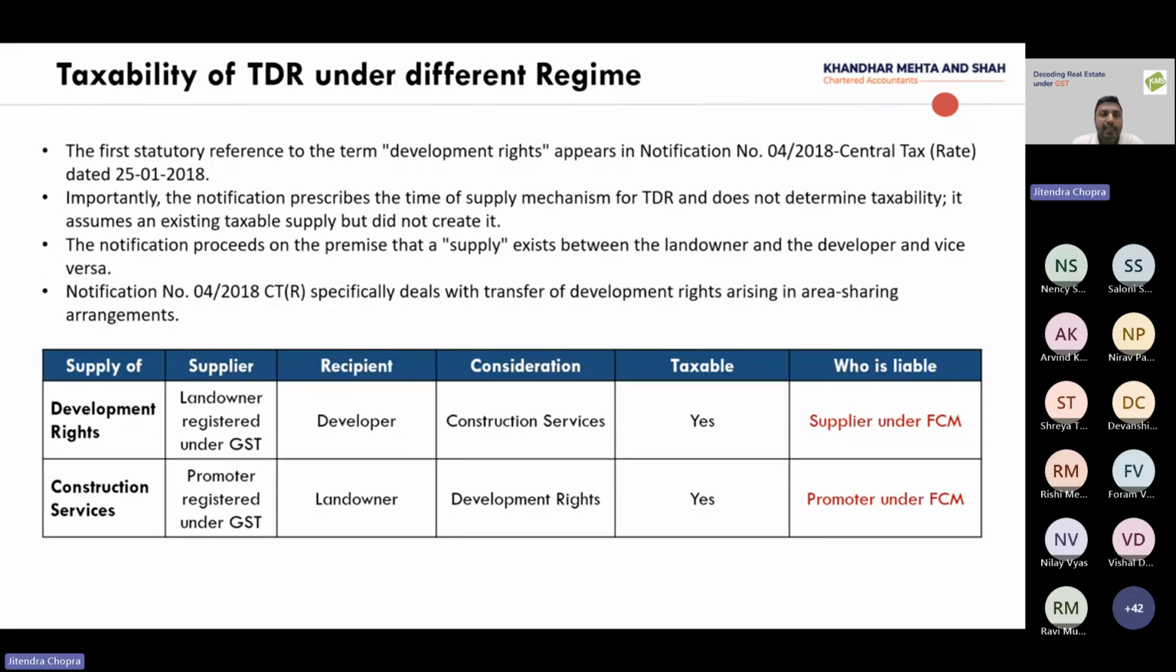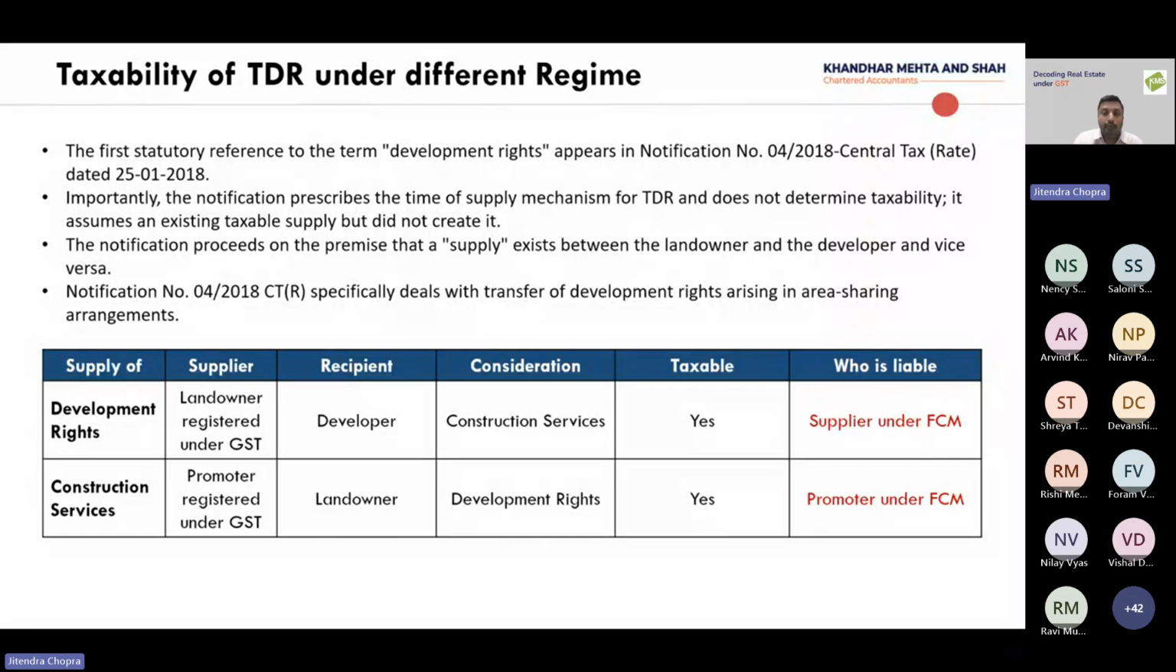Initially, GST law itself was unclear about what TDR or development rights are, but Notification 4/2018 was the first which referred to development rights under GST. So this is very interesting. This notification only prescribed the time of supply for TDR. It does not itself create taxability, and it only deals with area sharing agreements. So this notification is heavily used before High Courts.